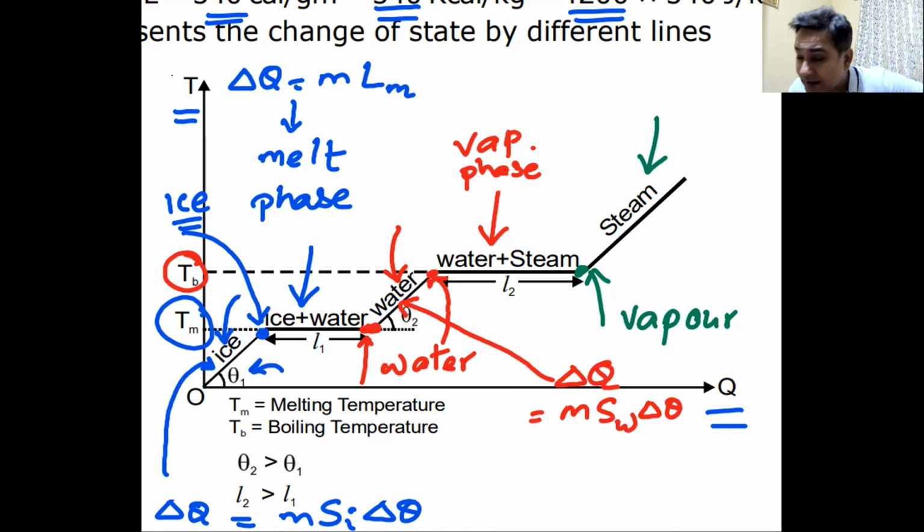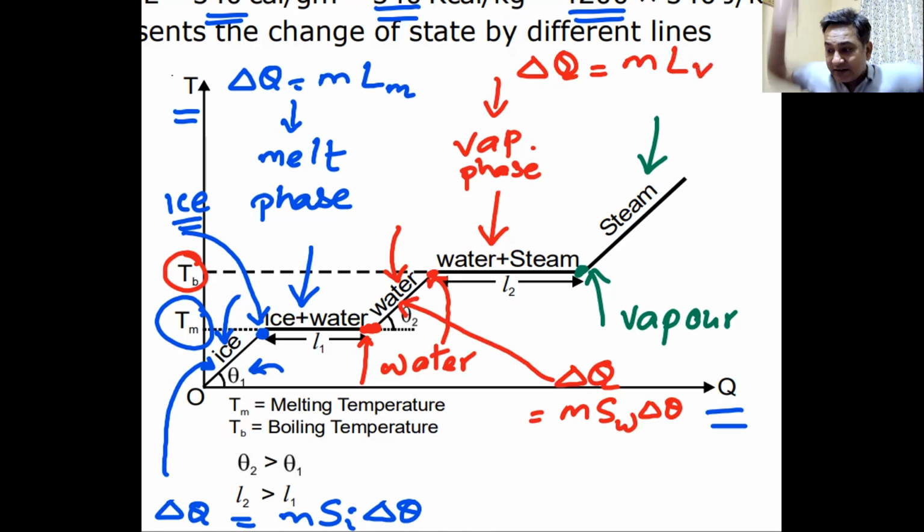Specific heat of ice is 0.5 calorie per gram per degree Celsius. Do we understand this? Well done. Now, if I come to this red vaporization phase, the amount of heat given, delta Q, will be equal to mass into latent heat of vaporization. Do we understand this? Yes.